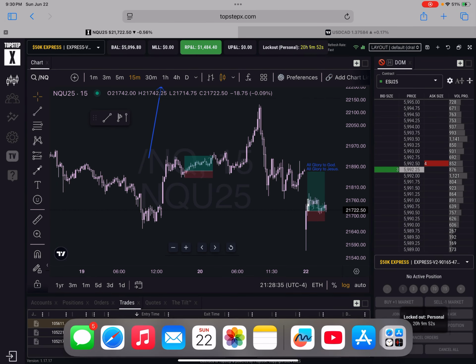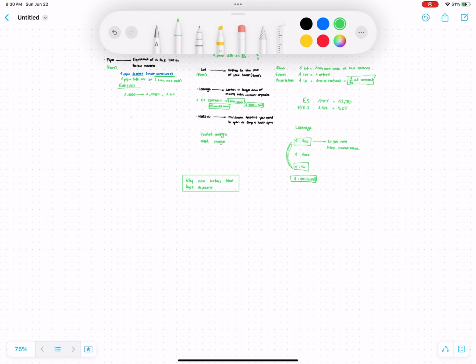It's like going to the casino. You have the option to either gamble with $1,000 or gamble with $100. If you lose $1,000, it's going to hurt you much more than losing $100 and still having 9 more tries in this case, right? So you want to trade with a reasonable size.